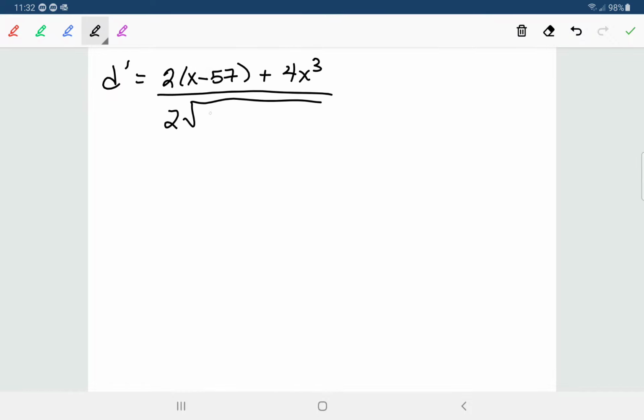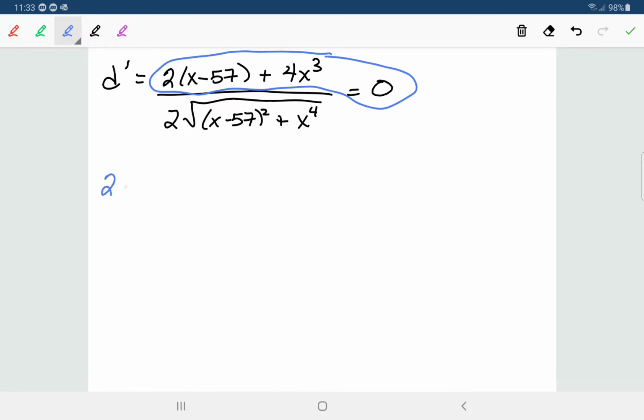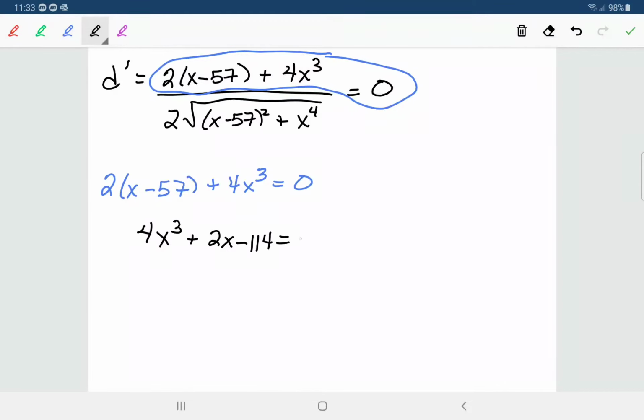So we could rewrite this as the fraction d prime is equal to 2 times (x minus 57) plus 4x cubed, over 2 times the square root of (x minus 57) squared plus x to the 4th. Set that equal to 0. That will become 0 when the numerator is equal to 0. So 2(x minus 57) plus 4x cubed equals 0. And just doing some simplification, that becomes 4x cubed plus 2x minus 114 equals 0.